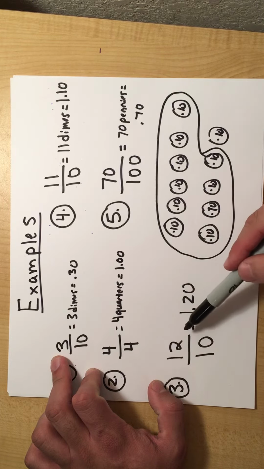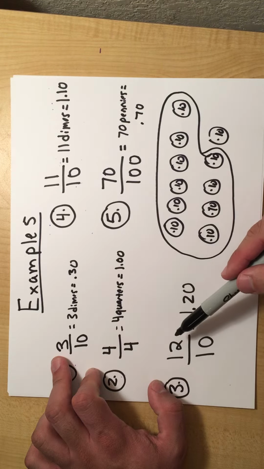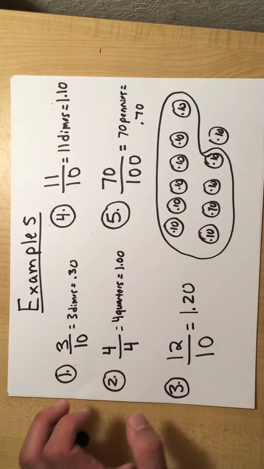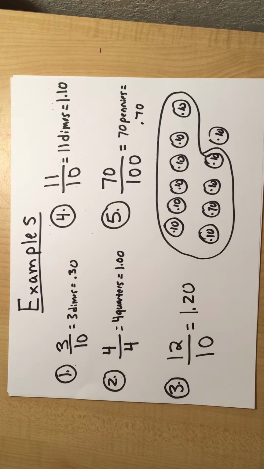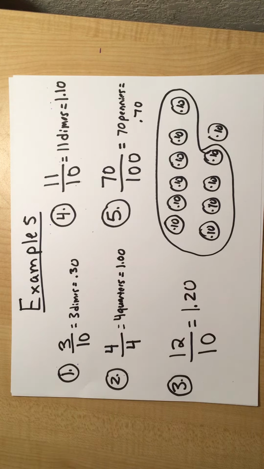And if you do the same over here, if you draw 12 dimes and group them together, you could take 10 of those dimes and exchange them for a dollar and you'd be left with $1.20. So I really hope this video helped, and I really hope you understood it, because I'm going to show you a shortcut and a way that we could convert fractions to decimals in a very easy form without having to divide.